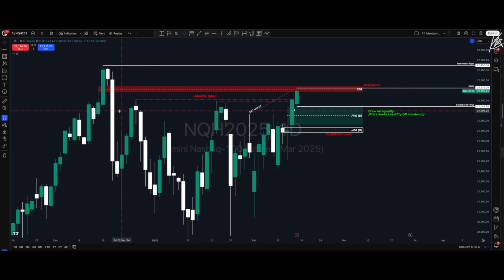This is basically anyone who took a short on these moves down and maybe anticipating that we would continue to go lower. Okay, so that is what we mean when we talk about liquidity pools. And something Michael always tells us is you want to really consider who is in profit, who's making money right now.